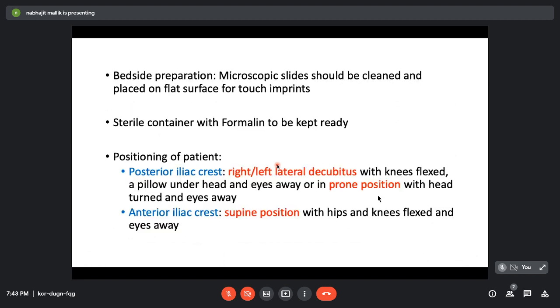Now, what is the bedside preparation that is needed? Microscopic slides should be cleaned and placed on a flat surface for touch imprints. A sterile container with formalin to be kept absolutely ready. And now coming to the positioning of the patient.